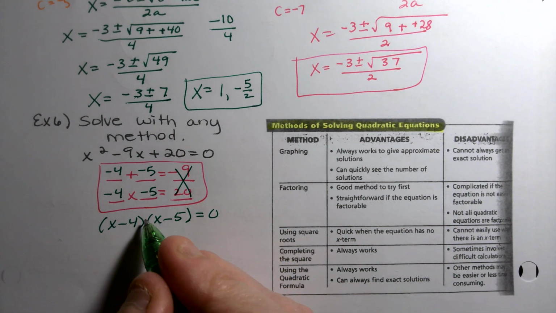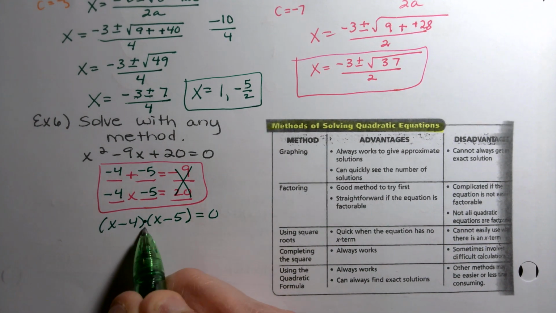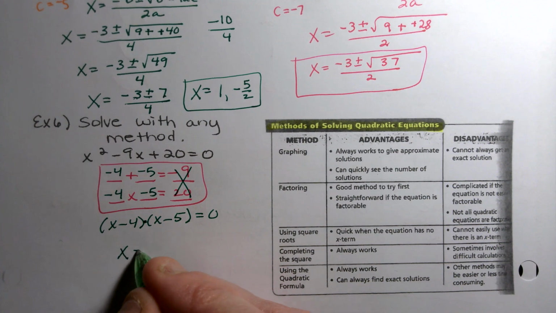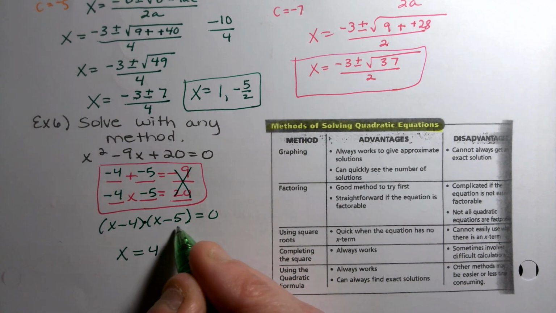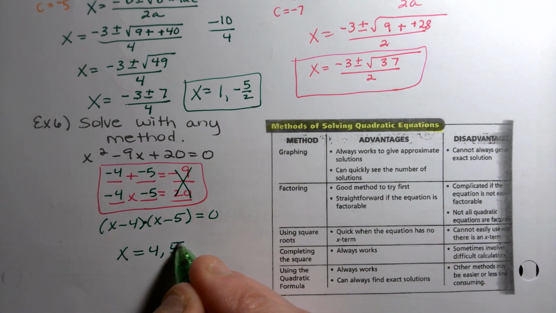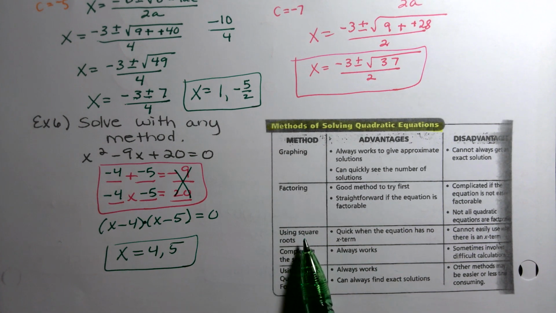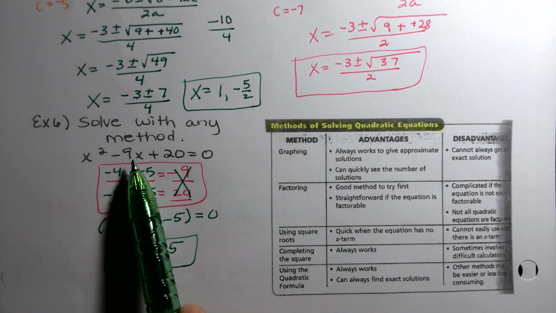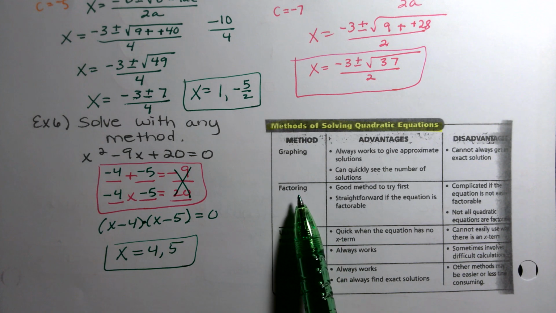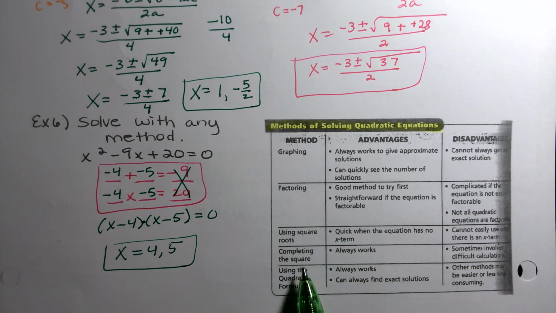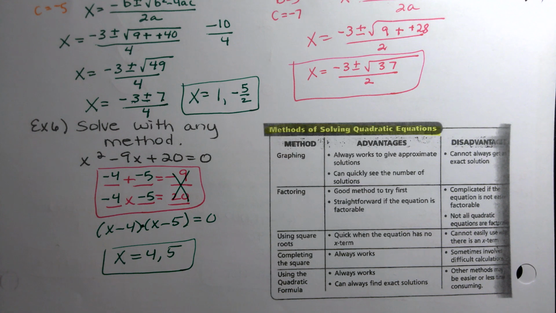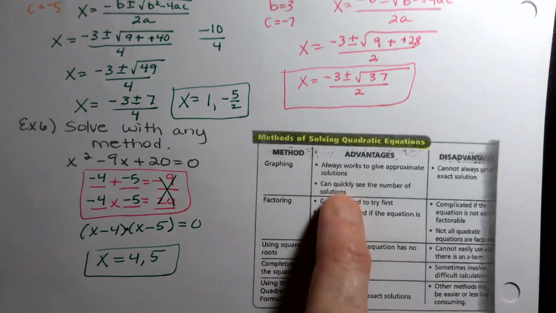And remember, when you have two things multiplied, what makes that 0? When x is 4. And what makes that 0? When x is 5. So that did work out. You couldn't have used square roots because it has the x term. You could have used graphing, and you could have used completing the square or the quadratic formula. This is clearly the simplest. It just doesn't always work. But when I say with any method, that means you get to pick.